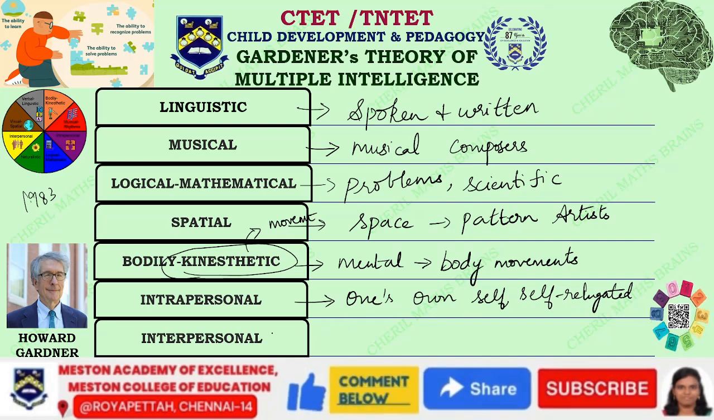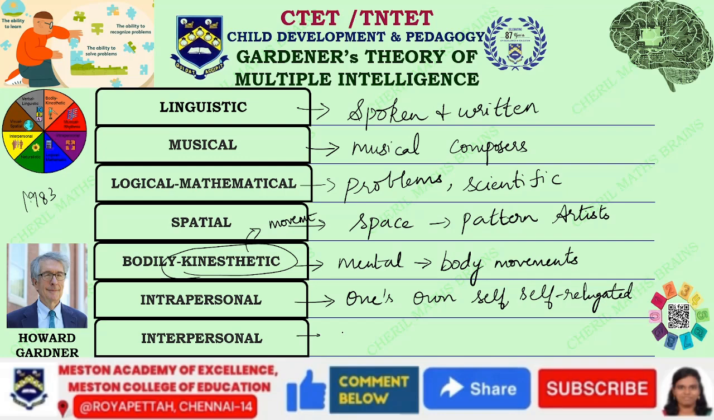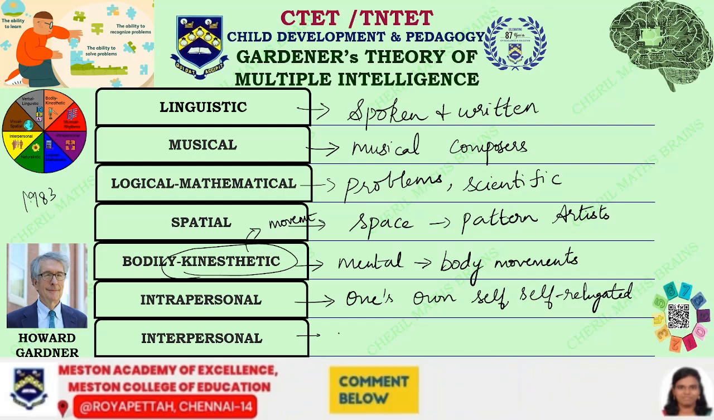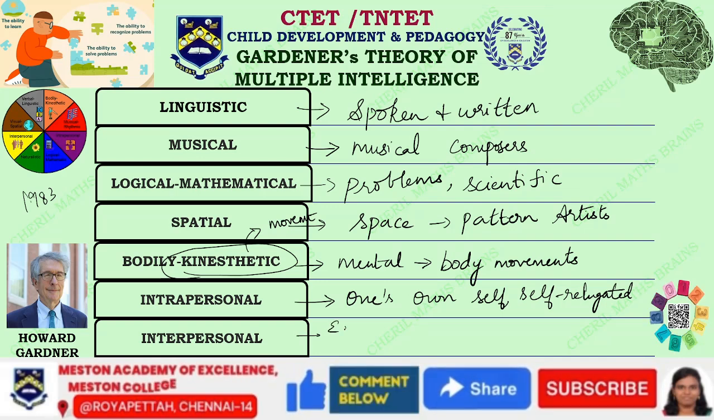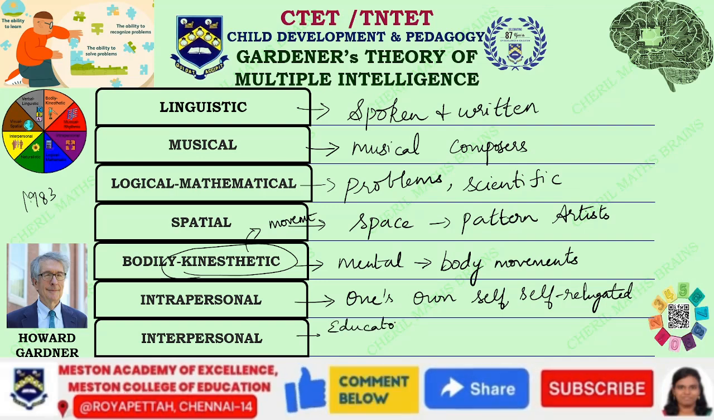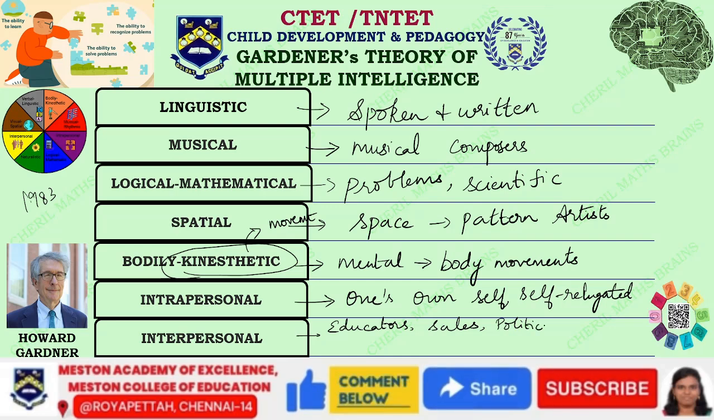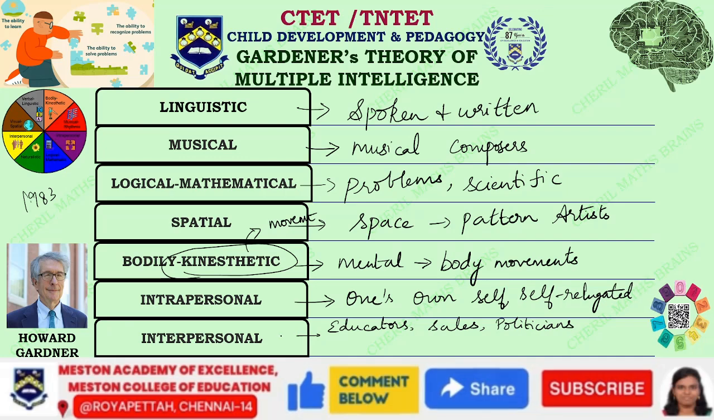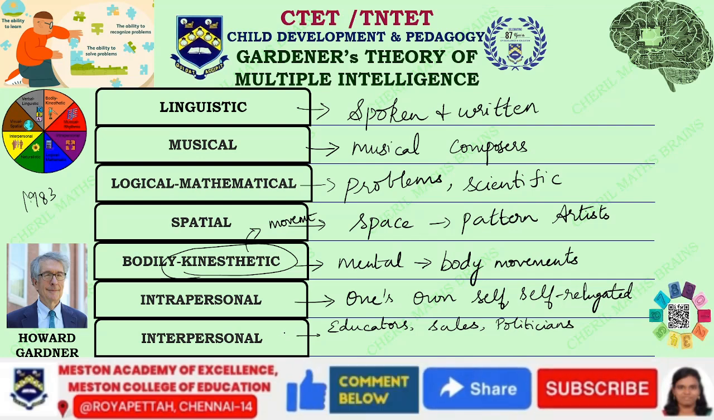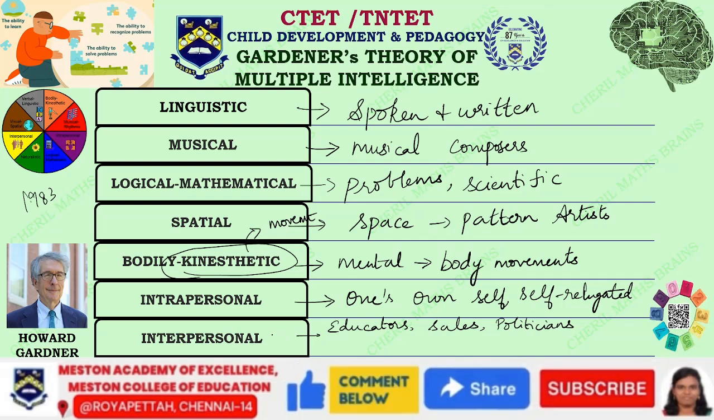The next one is interpersonal. Interpersonal is how well we identify and understand others. This is more seen in educators, people involved with sales, and people like politicians. All these people are expected to have a lot of interpersonal intelligence. They need to understand the relationships between persons, understand the desires of other people, and know how they can motivate others.